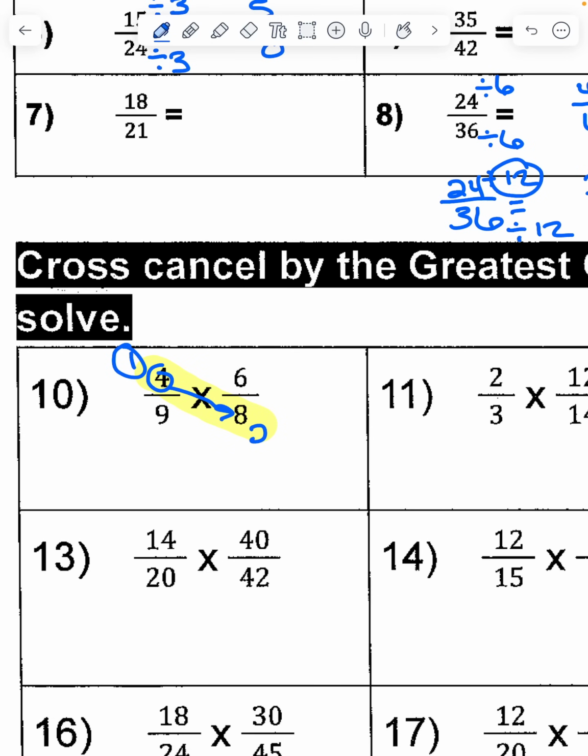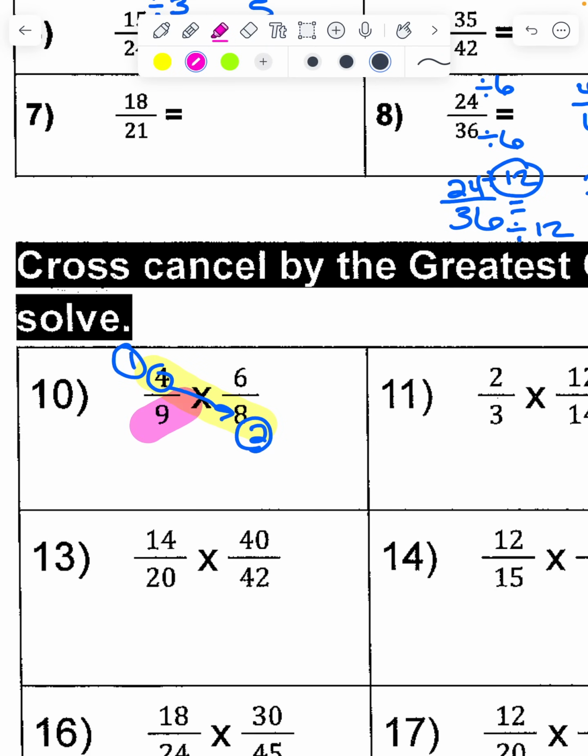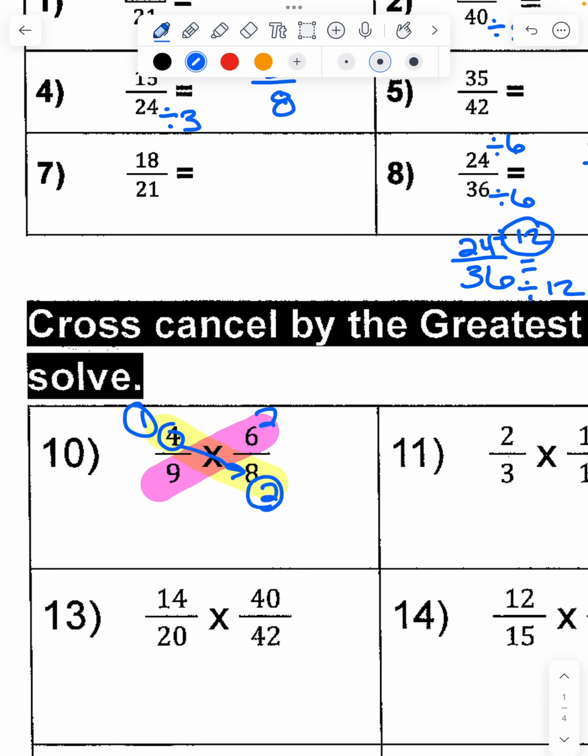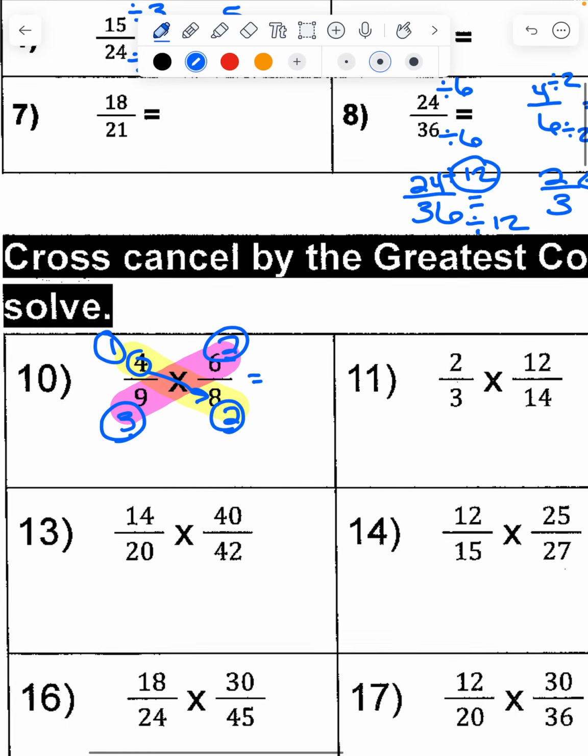So 4 goes into 4 once, 4 goes into 8 twice. So I can cross cancel. Going this way, 6 and 9, 6 can't go into 9 evenly, but there is another number that goes into both 6 and 9 evenly, and that would be 3. So 3 goes into 6 twice. 3 goes into 9 3 times. Now that we have cross-canceled to make our numbers easier, when we multiply fractions, we multiply straight across.